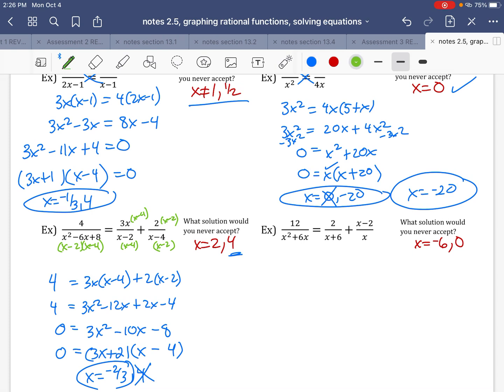All right, over here, same idea. This x squared plus 6x is a combination of the other two, so x and x plus 6. So I'm going to have to give this guy an x to be fair, and I have to give this guy an x plus 6. So that means I have to give him an x plus 6. I have to give him an x. All right, so the 12 is going to stay.